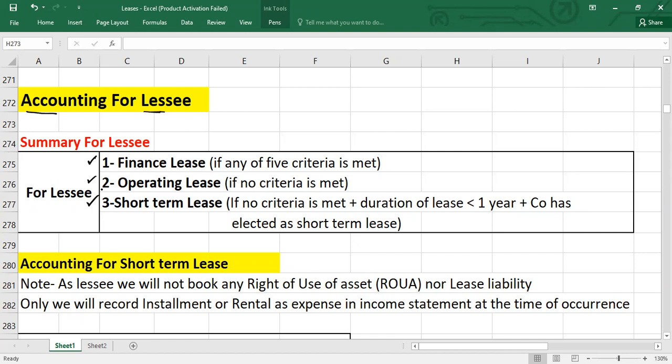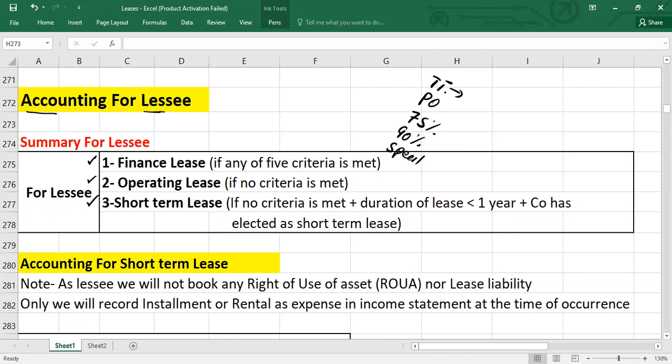I want to repeat this quickly because then we can proceed with the calculation. There are five criteria. One is called TOT, I mean to say transfer of title. Second is called purchase option, and the third is called 75% test. Fourth is called 90% test, and the fifth is whether the asset is specialized.